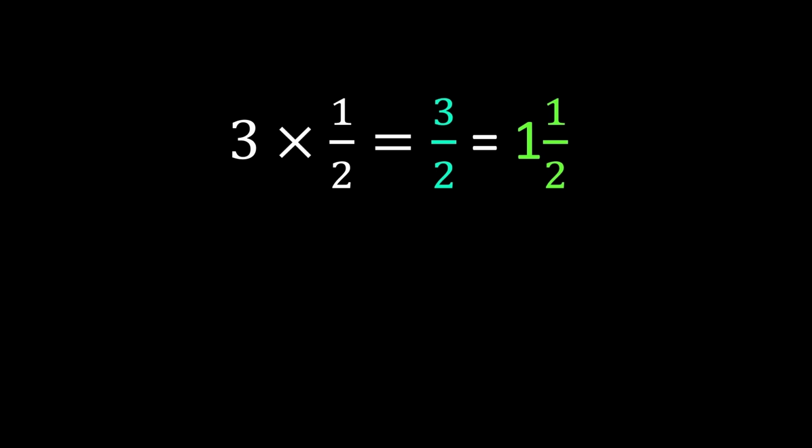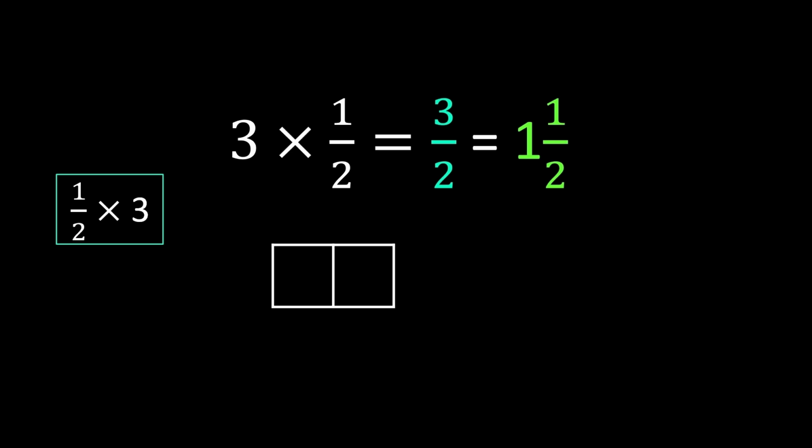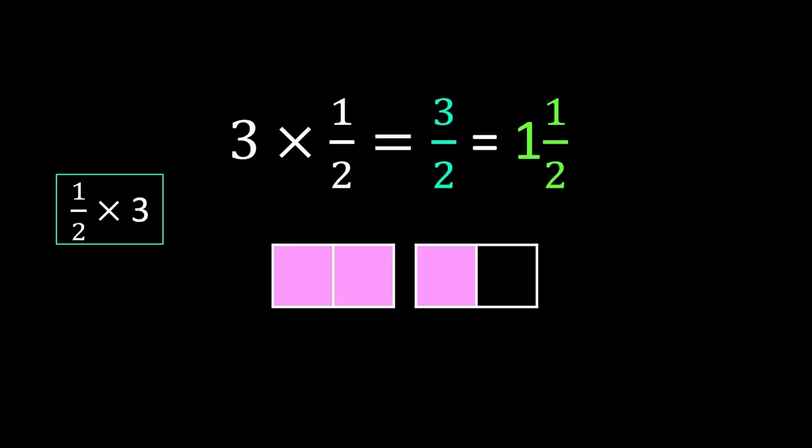But this isn't the only way you can approach this problem. You can think about this as being 1/2 times 3, or 1/2 3 times. And I can model this by starting with a whole that I've divided into halves and shading 1, 2, and I'll need another whole, 3 halves. And taking this approach to shading 1/2 times 3, I can clearly see that I have 1 1/2 shaded. No matter how you choose to model this problem, 3 times 1/2 equals 1 1/2.